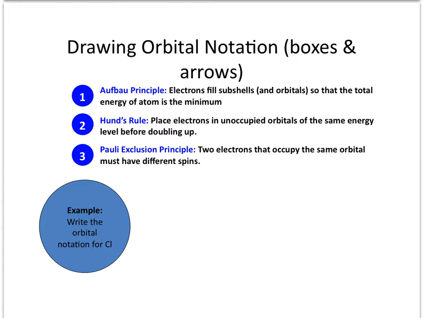There are two other rules, however. One is Hund's rule, which is placing electrons in unoccupied orbitals of the same energy level before doubling up. And then, of course, the Pauli exclusion principle, which is two electrons that occupy the same orbital must have different spins. Let me explain Hund's rule.